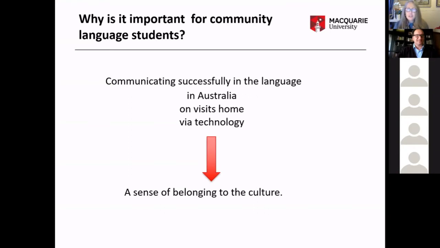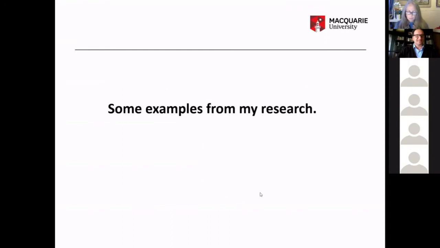Now, I'd like to give you just a few examples from my own research, first of all. And this research is on people who grew up in Australia and learnt the language there. English was their main language. And they went home to their parents' countries, sometimes to live, and they had some problems with pronunciation, they had some problems with grammar, but the problems that they had with pragmatics are the things that really affected how connected they felt with their country or their parents' country.